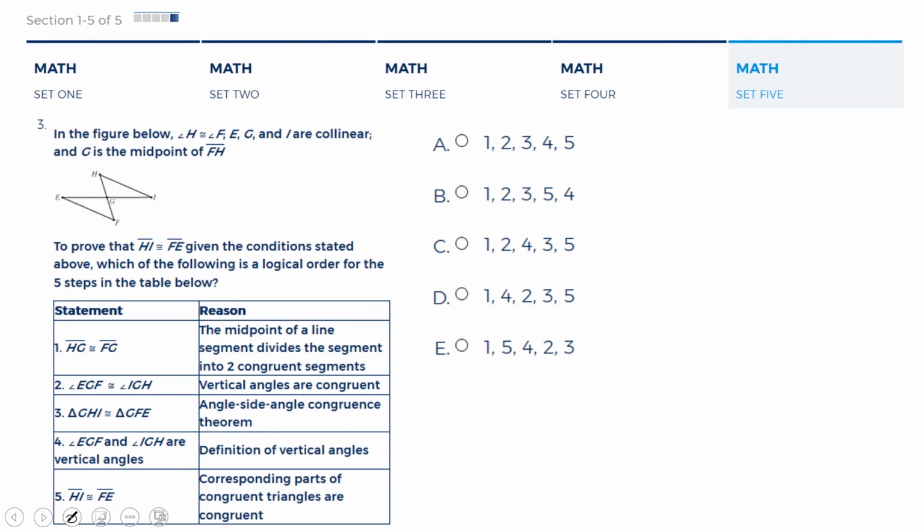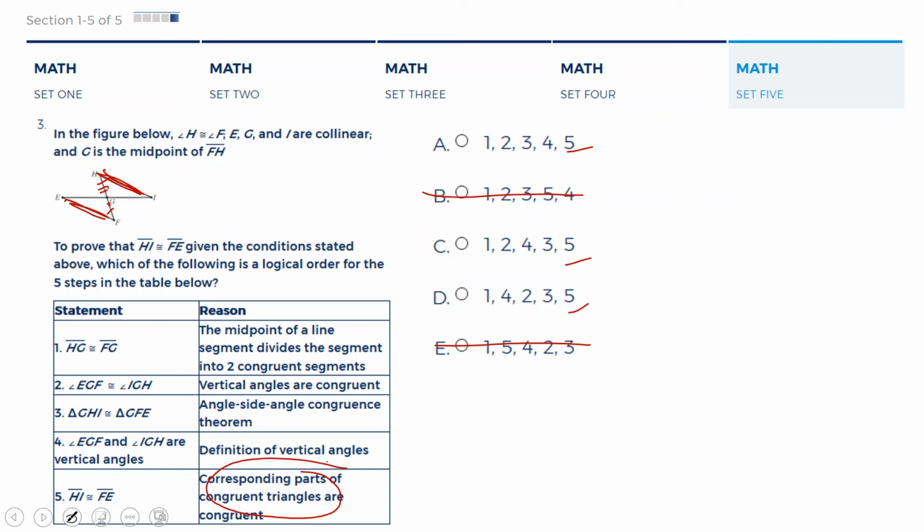Next. All right. In the figure below, angle H is congruent to angle F, E, G, and I are collinear, and G is the midpoint of FH. This is congruent. Okay, good. To prove that HI is congruent to FE, given the conditions stated above, let's look at the steps. Corresponding parts of congruent triangles are congruent, so that has to be the last part, step 5. And conveniently, we can erase B and E, because these are the 5s.